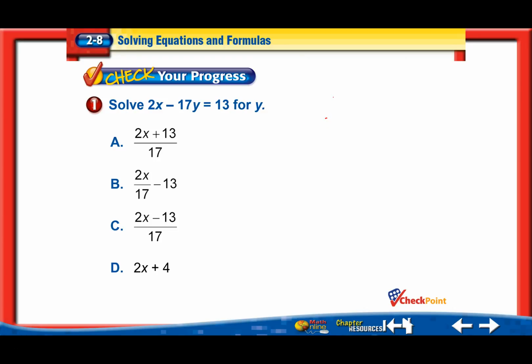All right, so we start by rewriting the equation. 2x minus 17y equals 13. We need to get y by itself. So I can take this entire piece here. Opposite of positive is negative, minus 2x. So that's going to give me negative 17y equals 13 minus 2x.